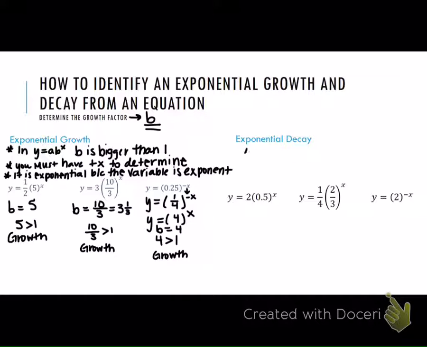Okay, what makes something exponential decay? When the exponent is positive, b is between 0 and 1.